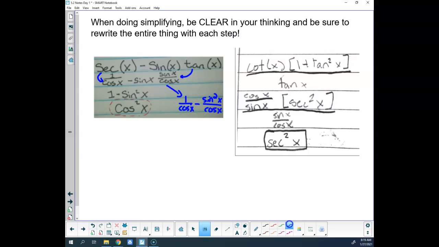Next. Because that would have been the simplified version of what they had in their first one. Then, it should have gone to 1 minus sine squared over cosine, because we can combine those. Okay? You can't skip steps in logic proofs, or in logic simplification. You can't just go right to the answer. You have to show the process. Then, this would have to go to cosine squared over cosine.